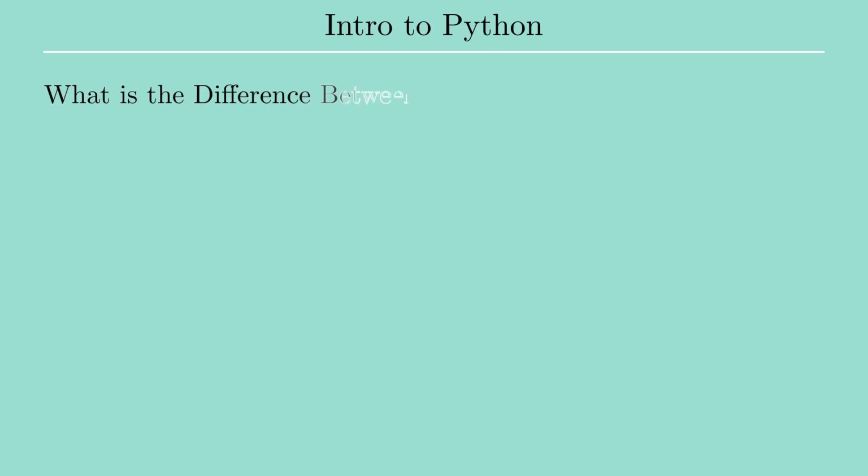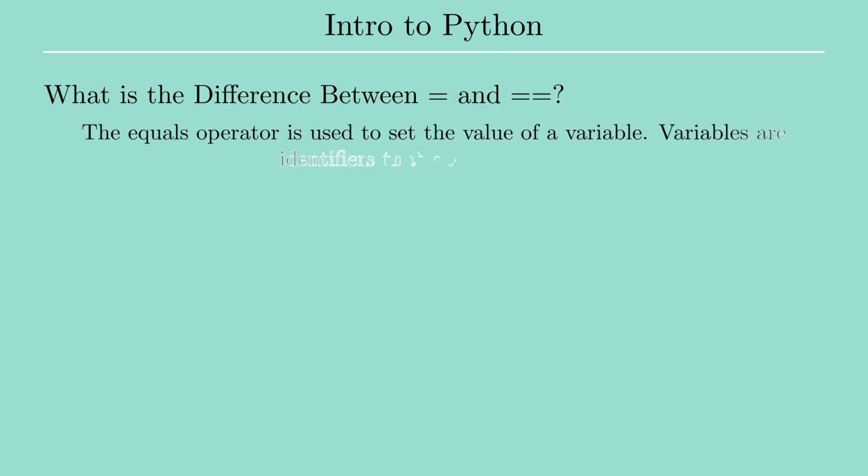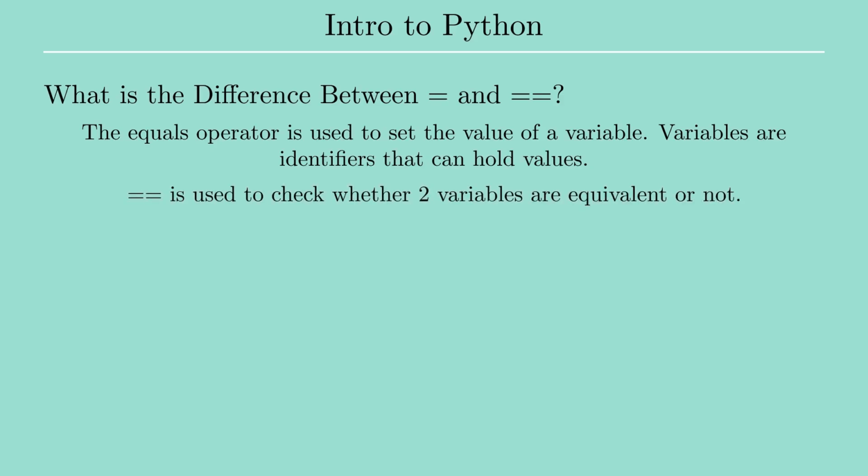What is the difference between equals and is equal to? The single equals character is used to set the value of a variable, similar to a maths equation. Variables are identifiers that can hold a data value. The double equals operator is used to check whether two variables or data values are equal to each other or not.